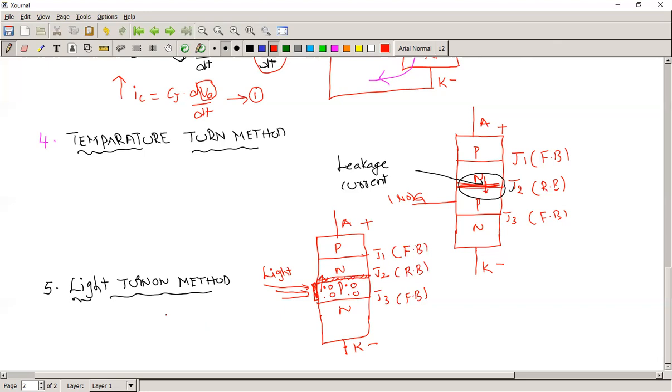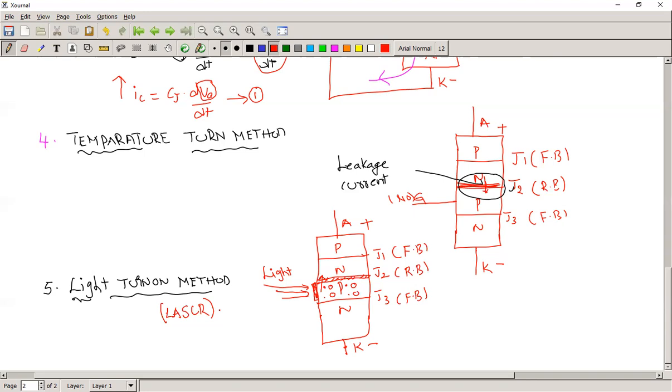Sometimes we call it a LASCR, nothing but a light activated silicon controlled rectifier. Remember that in all these methods, the SCR should be forward biased. After that only, we make the junction J2 vanish by different methods.